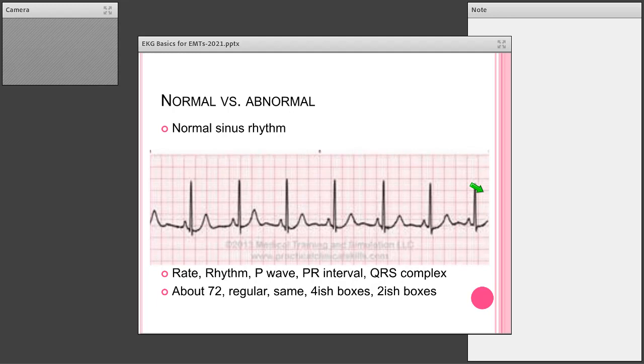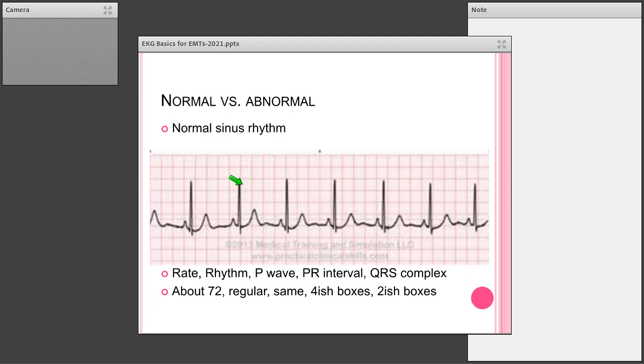The other way we can do it is count our big boxes. This one is pretty much on this heavy dark line, or heavier line. You can go forwards or backwards. If we go backwards, we would be at 300, 150, 100, 72. So this next QRS complex is right about on the marker for 72. So we can pretty confidently say this person has a heart rate of about 72 beats per minute.